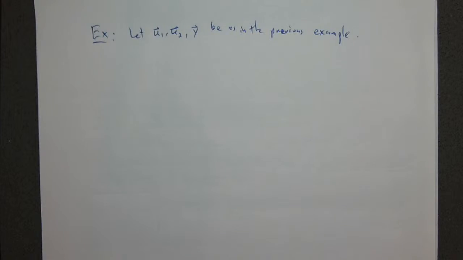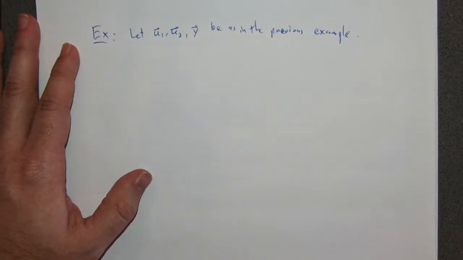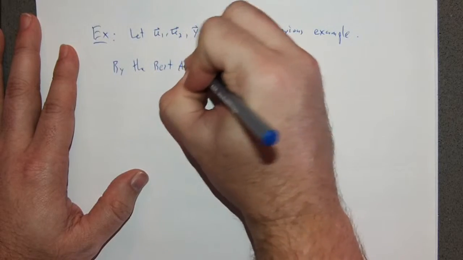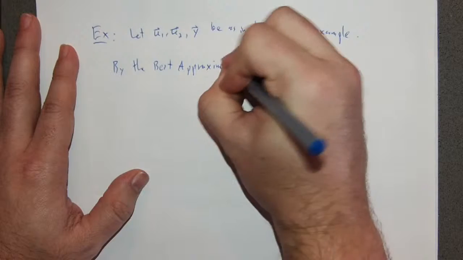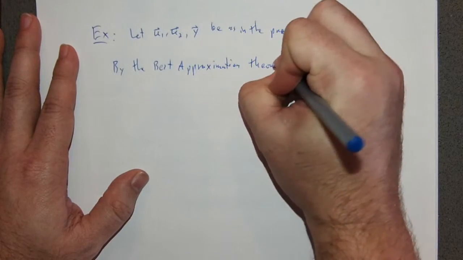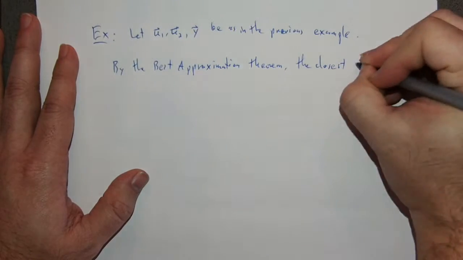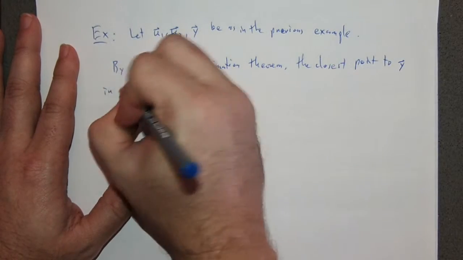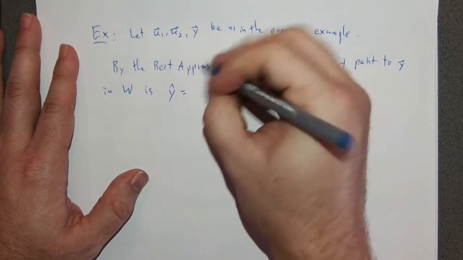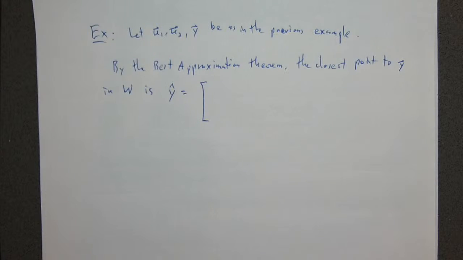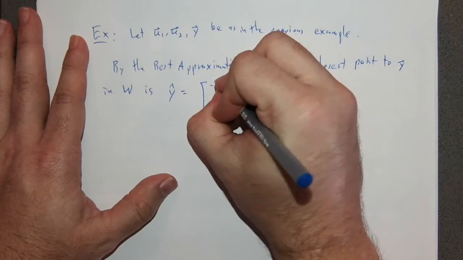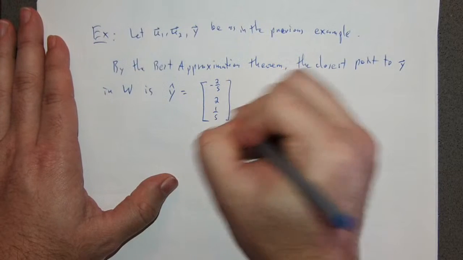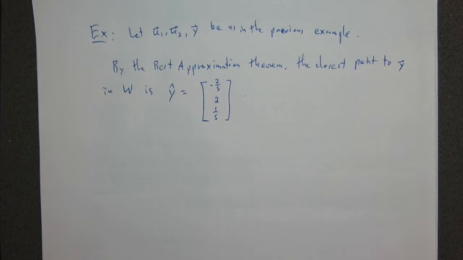So by the best approximation theorem, the closest point to y in W is y hat, which we found to be minus 2/5, 2, and 1/5, which we computed in the previous example.